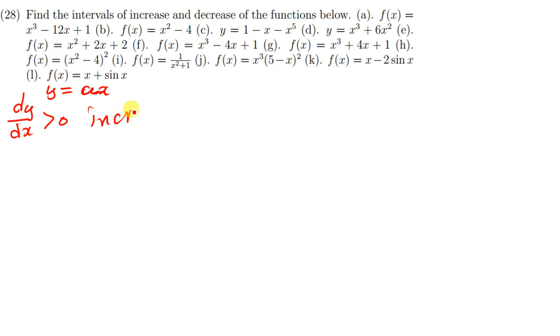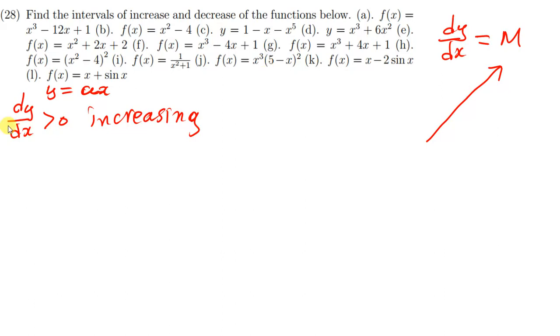So what do we mean if we say dy dx is greater than 0? Remember, dy dx is also known as the gradient function. So dy dx is equal to the gradient. If we say the gradient is greater than 0, it means that the gradient is positive, and all the positive gradients are considered to be in this format. It means that the function is increasing at that particular point.